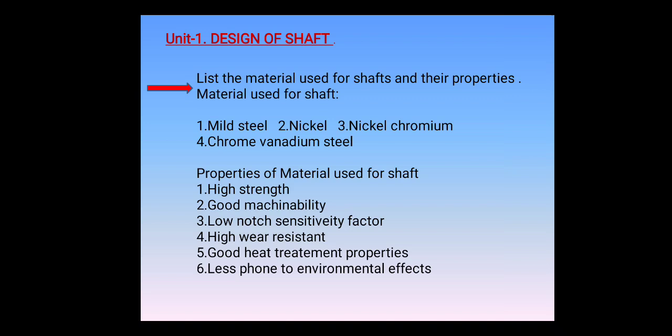And regarding properties, the shaft material should have these kinds of properties: it should have high strength, good machinability, low notch sensitivity factor, high wear resistance, good heat treatment properties, and be less prone to environmental effects. So these are the materials of the shaft as well as the properties of the shaft's material. This question they may ask for 5 to 10 marks.